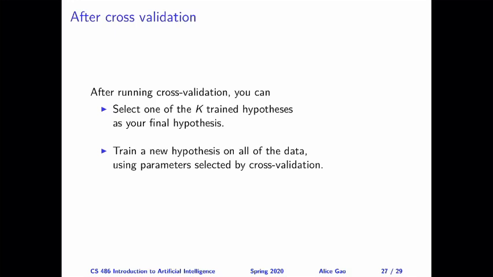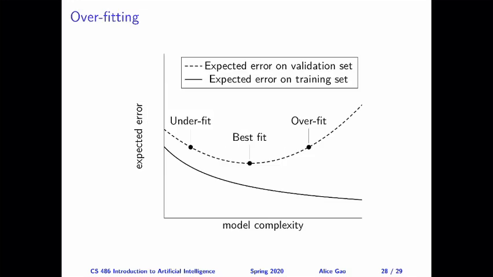Or we can go back and take all of our training data. Since now we can use all of it, why not? So we can take all of our training data, use the parameter values we got from cross-validation to train a new hypothesis. Either way, cross-validation tells us which hypothesis is the best, and then we just do some training to get the actual hypothesis for testing later.